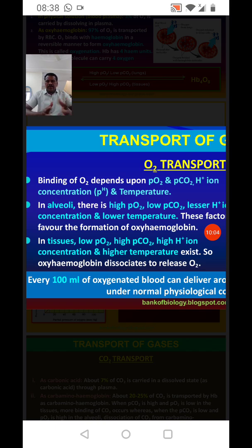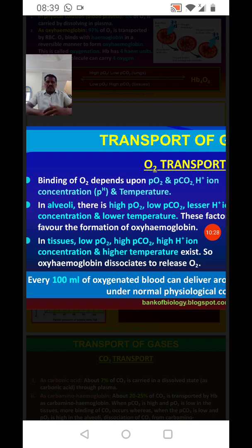Okay. That means you should remember that where the partial pressure of oxygen is high, the partial pressure of carbon dioxide is low, the hydrogen ion concentration is low, and the temperature is low, there oxygen binds with the hemoglobin and forms the oxyhemoglobin.